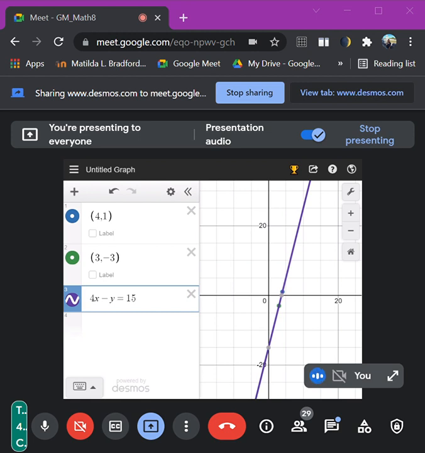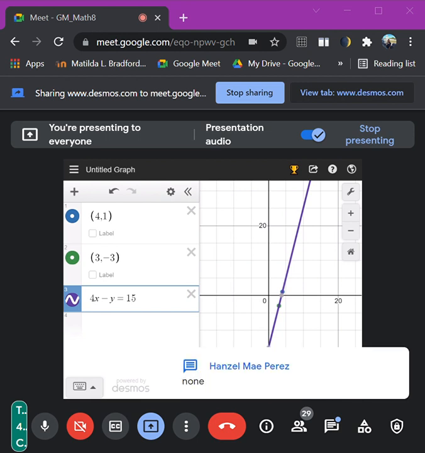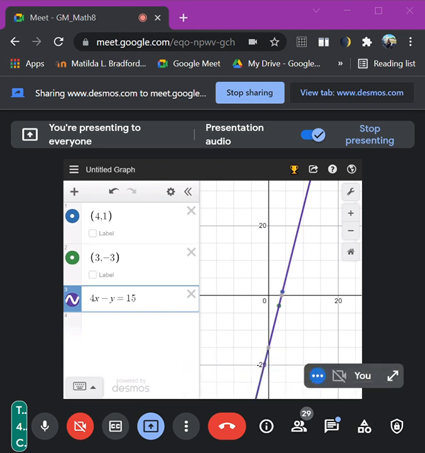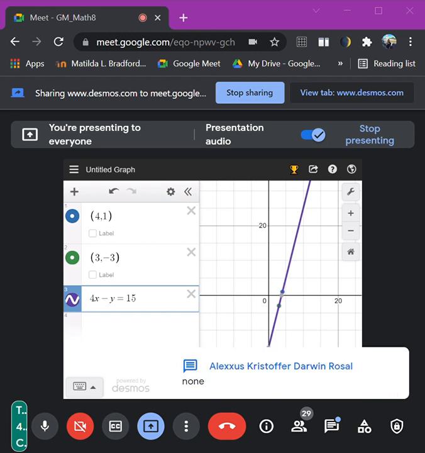Okay. Questions for equation of a line given slope and a point? Okay, no questions.